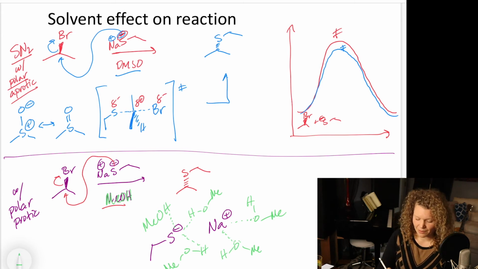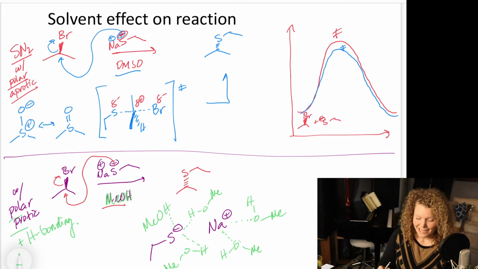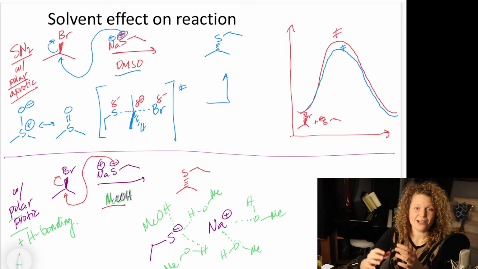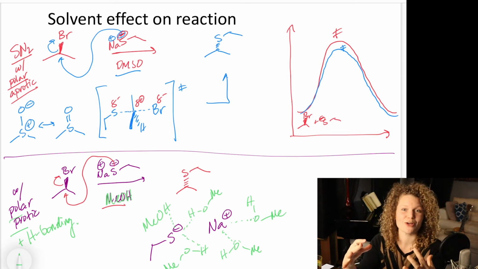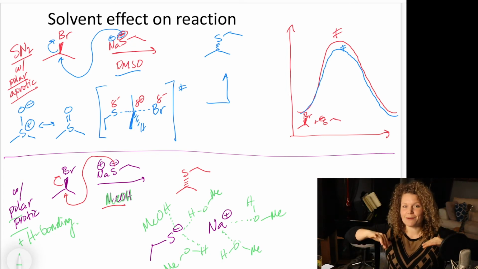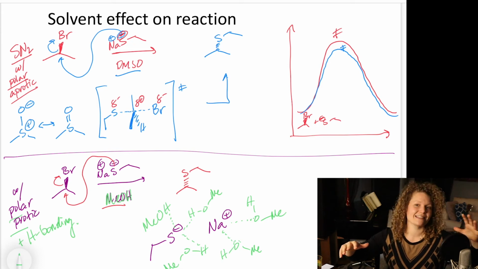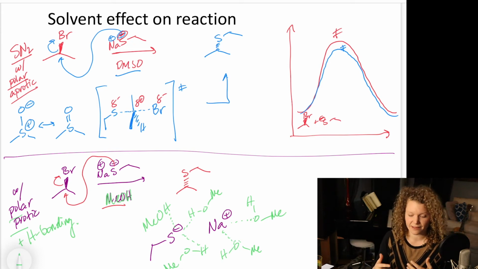Now, here's the problem. Because it's a polar protic solvent and we have H bonding, or hydrogen bonding, this makes this nucleophile just completely smothered in hydrogen bonds, okay? Think of the nucleophile trying to move through this reaction and it can't, okay? It's like trying to move through quicksand. This nucleophile is completely covered in quicksand, hydrogen bonds.